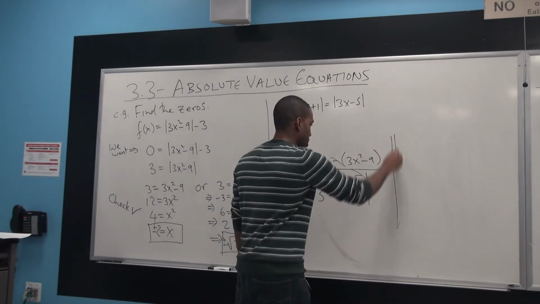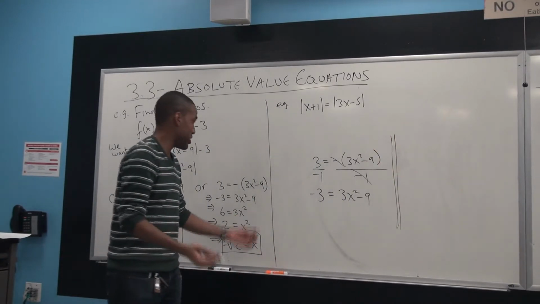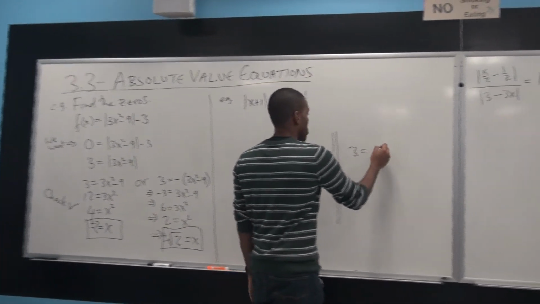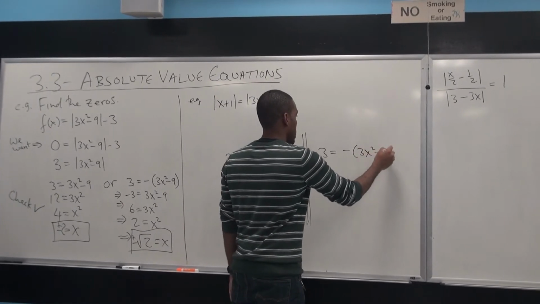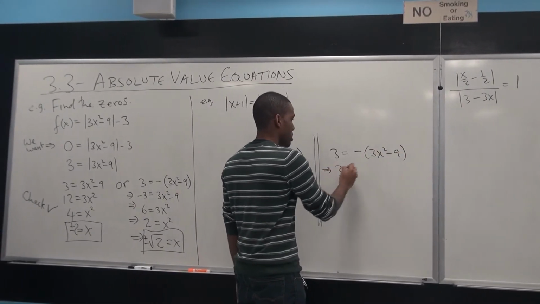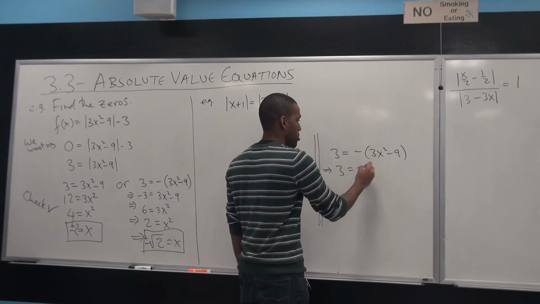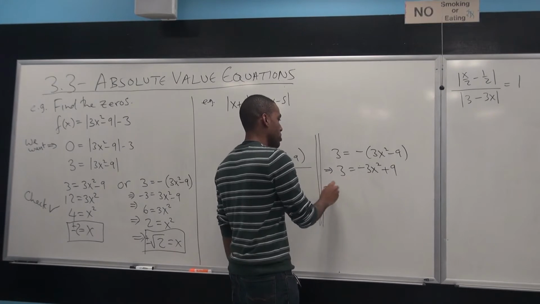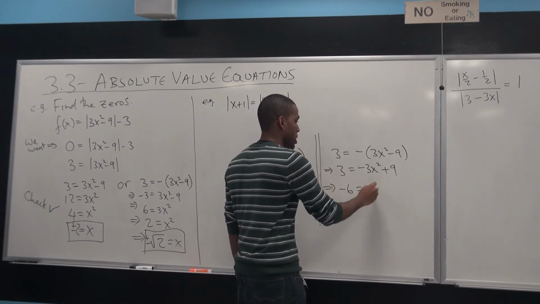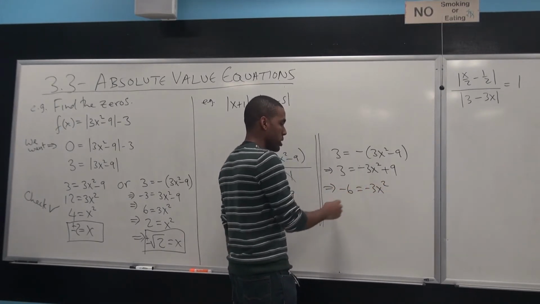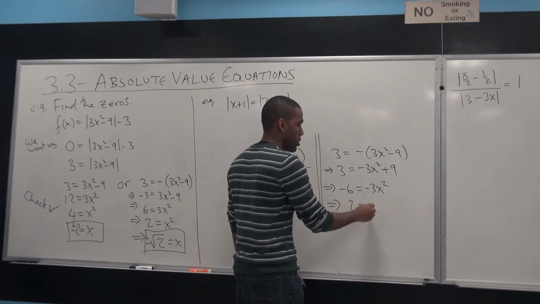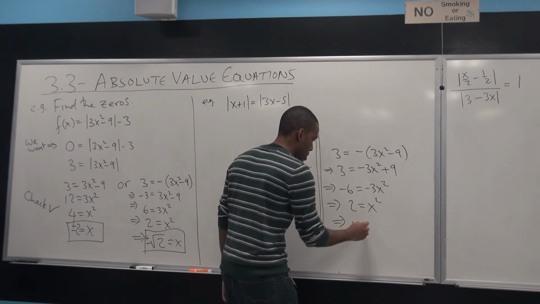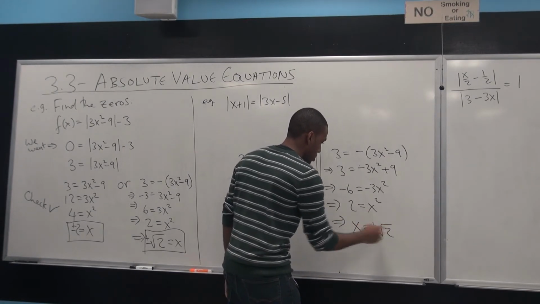I guess the knee-jerk reaction of most people would be to distribute. You could do that, you get the same thing. Like if I had 3 equals minus 3x squared minus 9, what you could have done was distribute this. So this would give you minus 3x squared plus 9. Then you subtract 9 from both sides, you get minus 6 equals minus 3x squared. Then divide both sides by negative 3, and you'd still end up here with x squared equals 2. So then your x would be plus or minus radical 2.